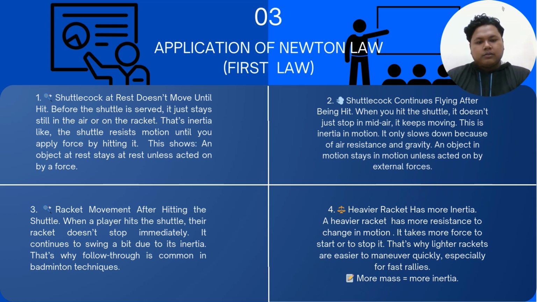For the fourth situation, a heavier racket has more inertia. A heavier racket has more resistance to change in motion. It takes more force to start or stop it. That's why lighter rackets are easier to maneuver quickly, especially for fast release. More mass equals more inertia.